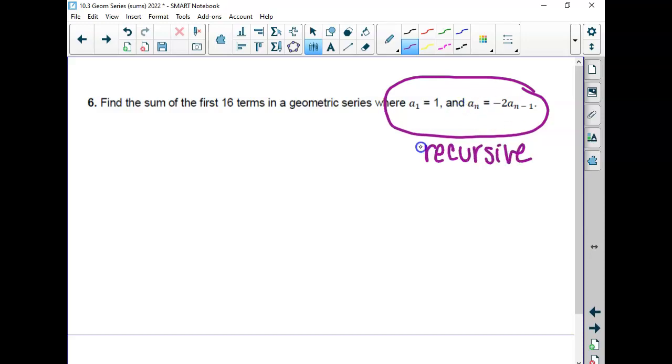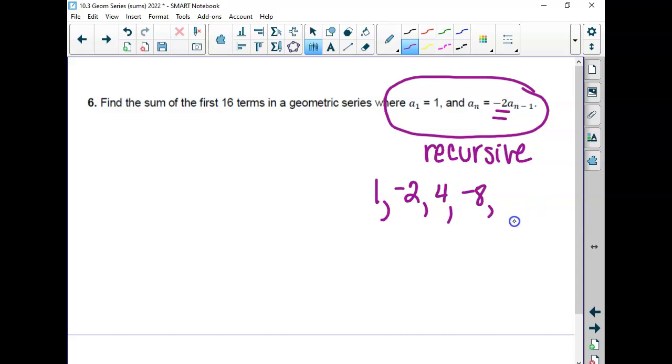Okay, and it means they tell us the first term, and then they tell us you're multiplying by negative 2. So what would the next term be, guys? 1 times negative 2 would be negative 2. Times negative 2 would be positive 4. Times negative 2 would be negative 8.